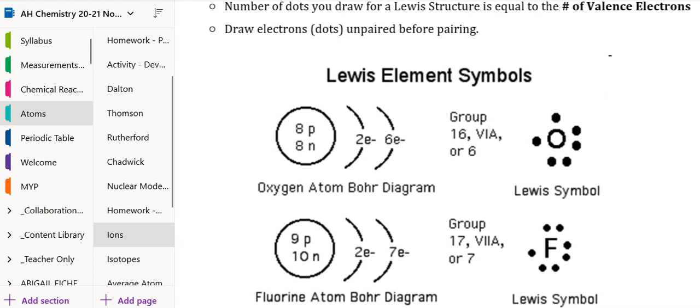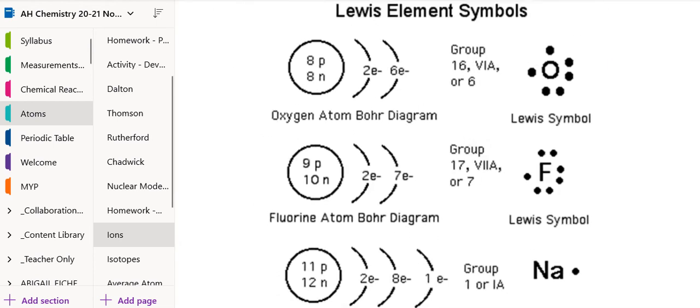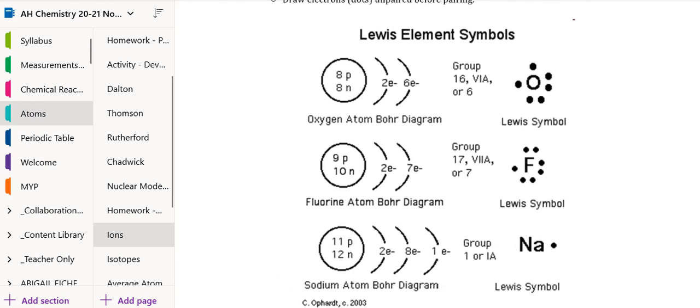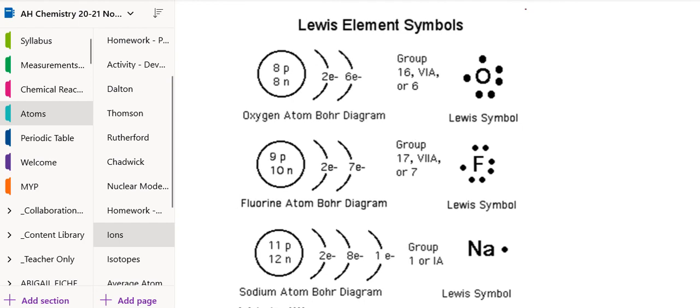There are pictures here. You do not need to draw them all. We're going to use them to look at Lewis structures. If you find oxygen on your periodic table, how many total electrons does oxygen have? Eight. How many valence electrons does oxygen have? Six. So when we draw the Lewis structure, how many dots is it going to have? Six. So first we'll go on unpaired, and then what do we have to start doing?